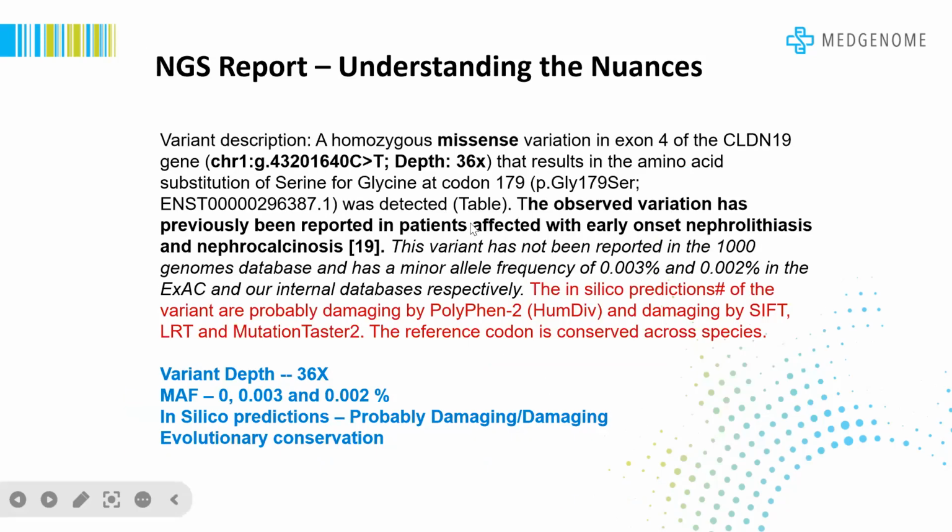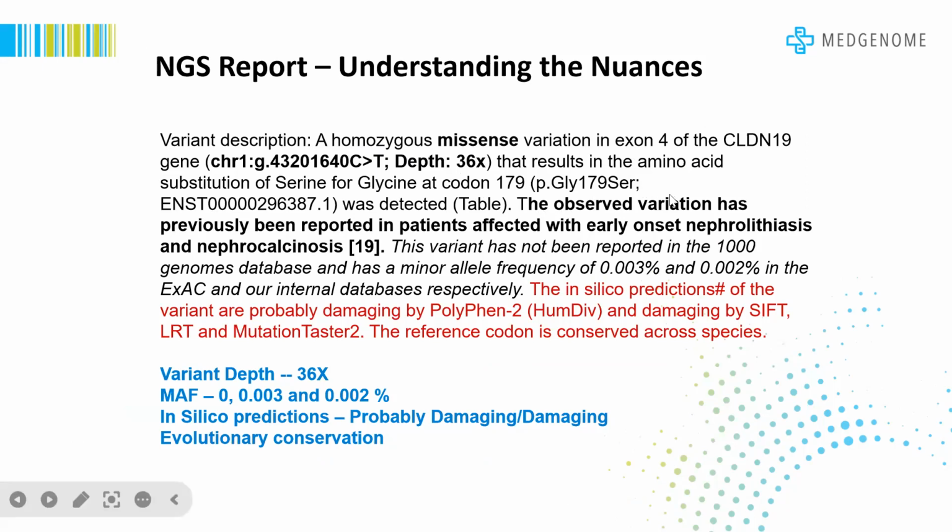So how to understand this NGS report? As I have mentioned in the earlier slide, we describe the mutation that we found. A report will come like this. The variant will be described. We have found a homozygous missense. What is the type of mutation? This is a missense mutation that has been found in exon 4 of the CLDN19 gene. This was found at 36X depth.